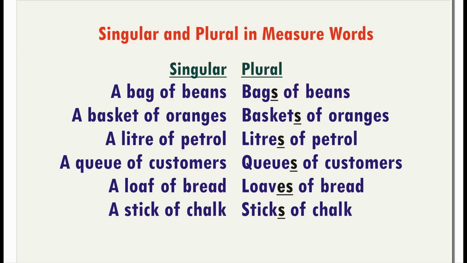And the rest. Now, singular and plural in measure words. Measure words are words, nouns that we use to measure some other nouns. For example, a bag of beans. Singular. Plural is going to be bags of beans. Of course, measure words are like phrases. So in any phrase, there must be a head word, and the head word takes the plural marker. So the bag is the head word, a bag of beans, bags of beans.